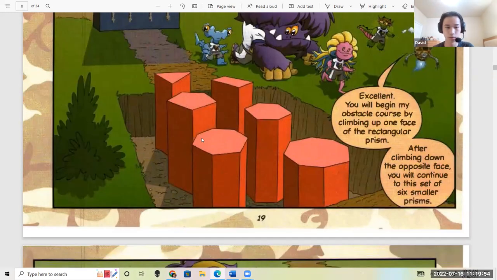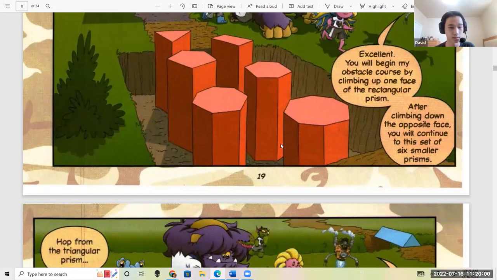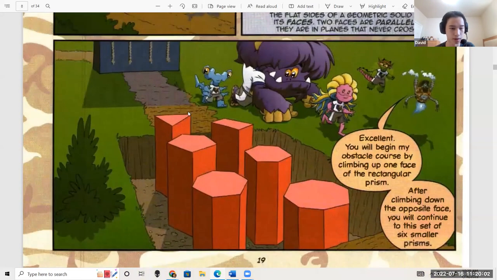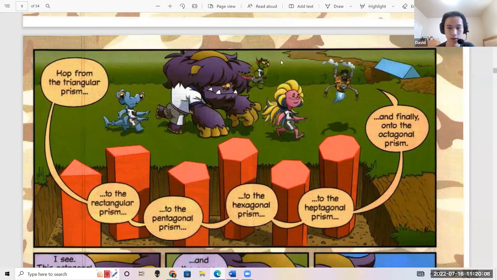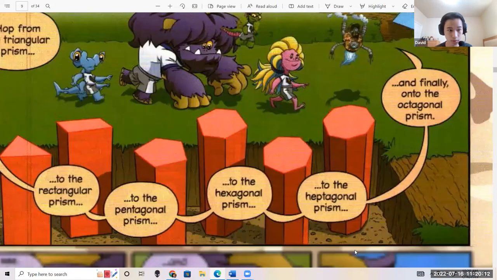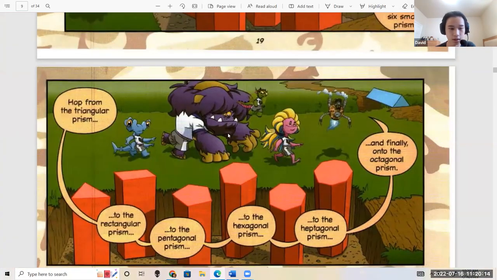Now, we've taken a look at what a rectangular prism is. So in fact, we can see that these shapes here are all prisms. And how do we name them? Well, that's just by what shape is the base. So let's take a look. We'll be going on here. Right, so as they go through this camp, let's take a look here.